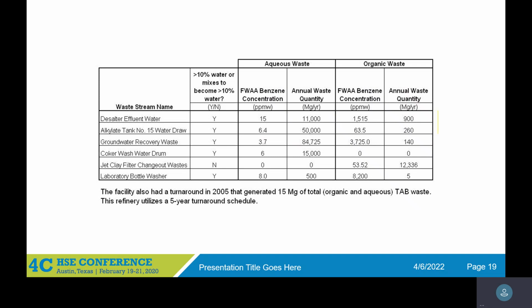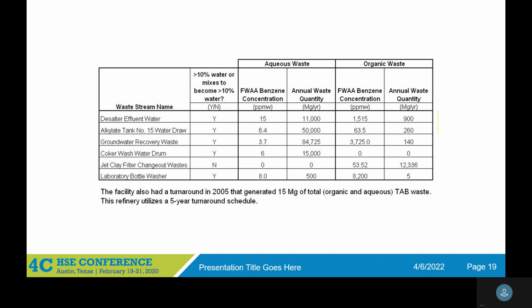But for example, this stream, the coker wash drum, it is greater than 10% water. It has very low benzene concentration, as we would expect in a coker drum. Good flow, but no organic waste. So this is just water. This is a coker wash water drum. Here with this one, this is a clay filter change out. This has no water. It has a lot of oil. But a lot of oil, but not that type of situation.